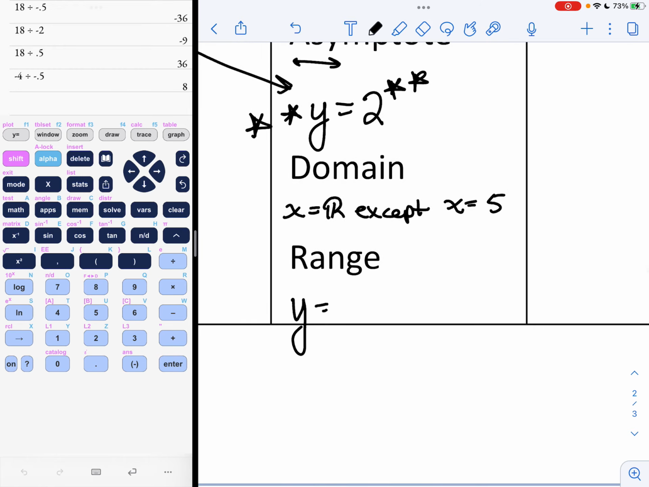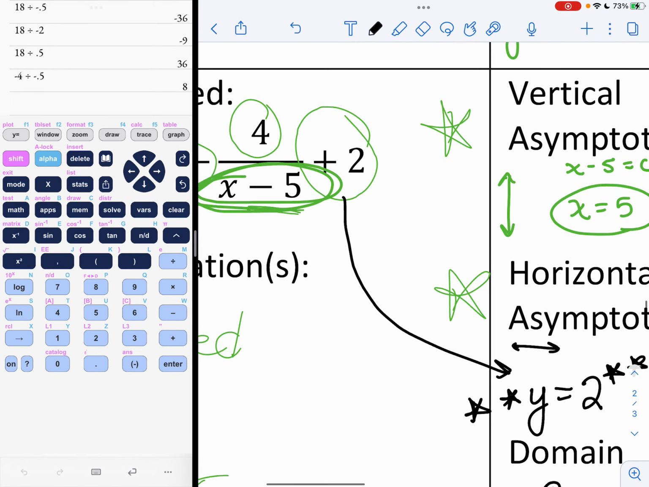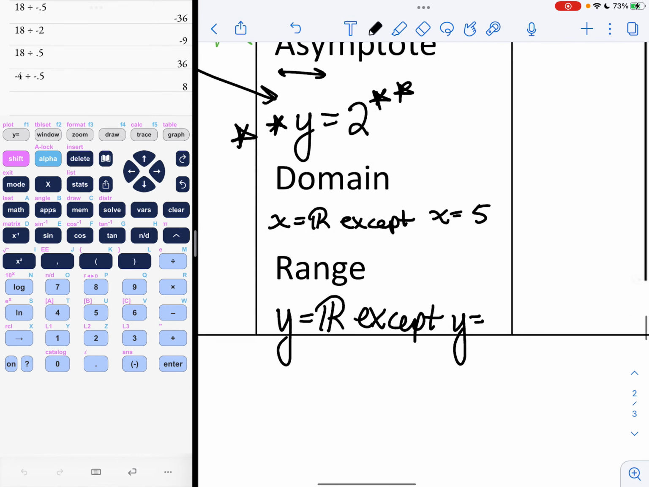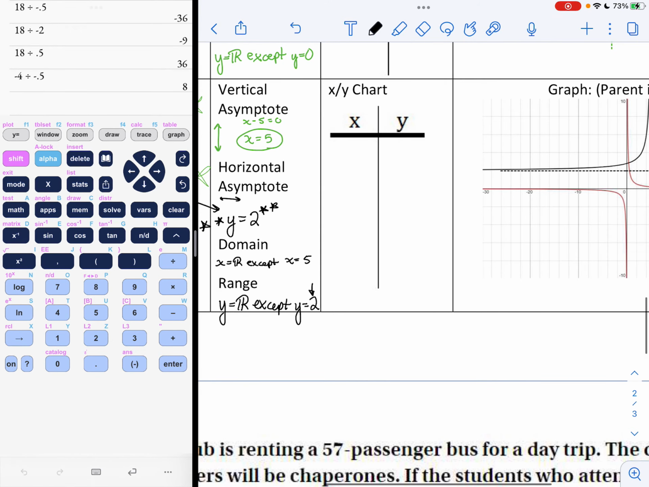Now your range is also real numbers, except, now unlike the other problems, you see that back number? That back number is your asymptote. By definition, an asymptote is something you can't get, so you put the back number right here. And so it's all real numbers except for y equals 2 because you only approach it.